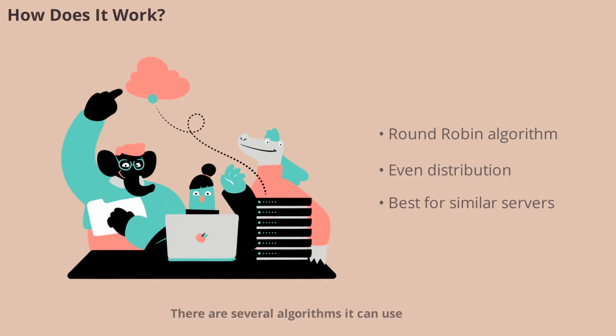There are several algorithms it can use, each with its own strengths and weaknesses. The simplest is called round robin. Imagine you have 4 servers. The load balancer sends the first request to server 1, the second to server 2, and so on, looping back to server 1 after server 4. This method works well when all servers are equally powerful and requests are similar in size.